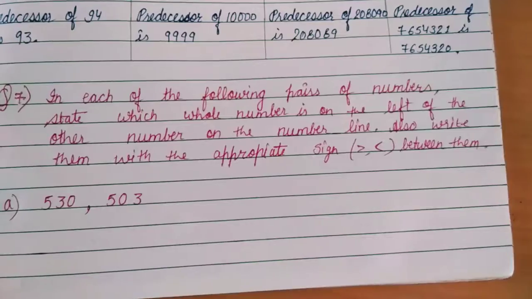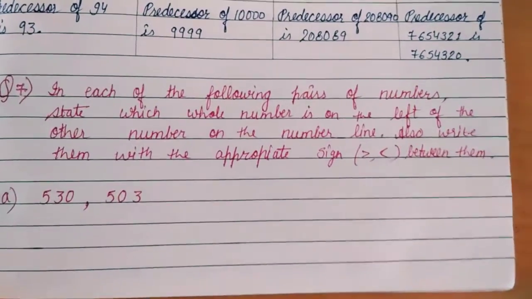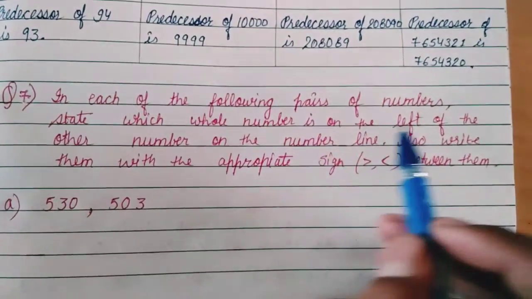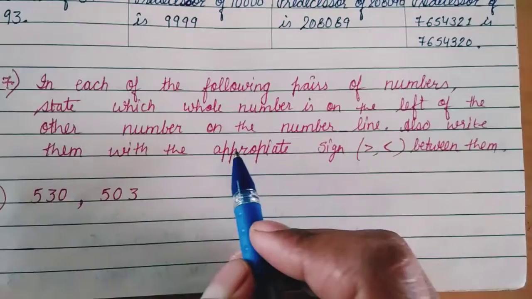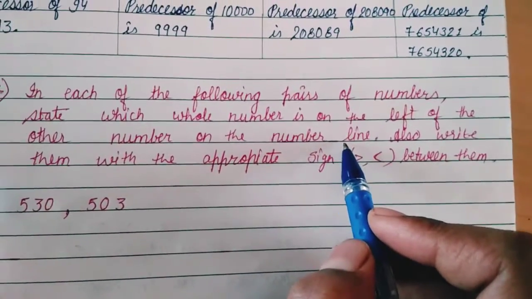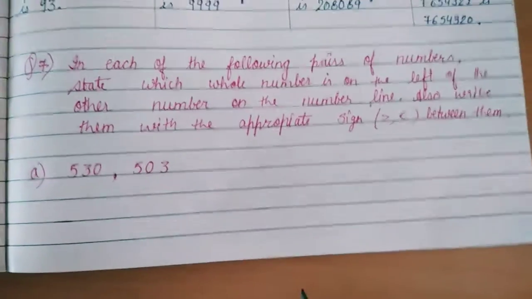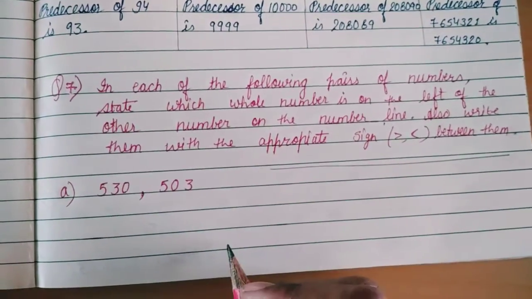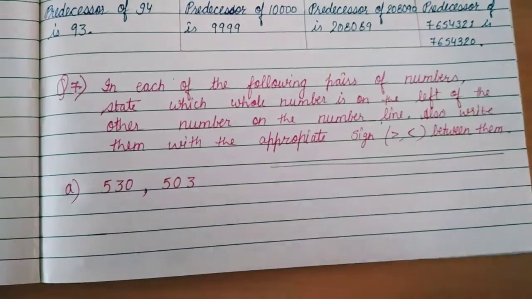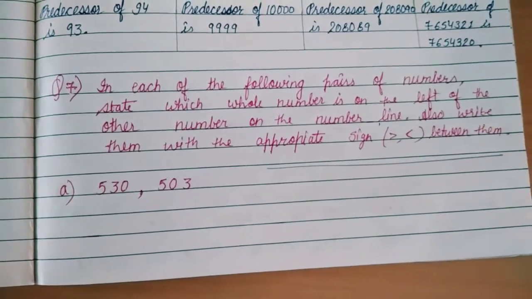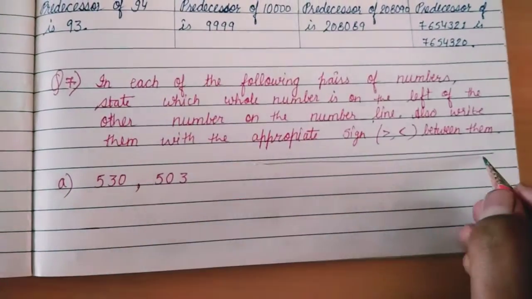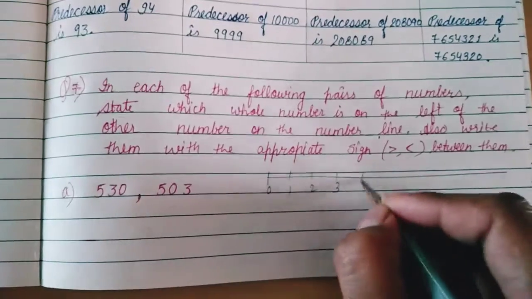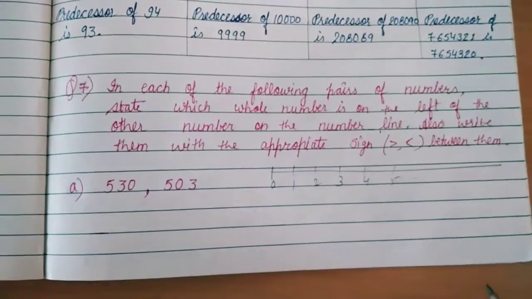Okay. Question number 7 is, in each of the following pairs of numbers, state which whole number is on the left of the other number on the number line. It means that we have to first of all see the number line, which number is left of the other number. On the number line we have 0, 1, 2, 3, 4, 5, all these things.